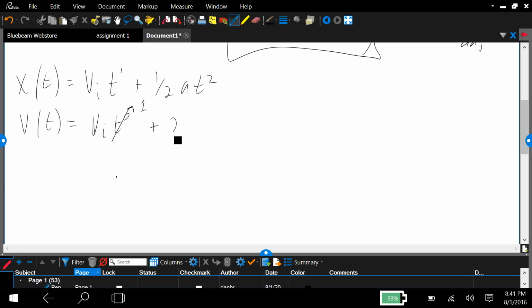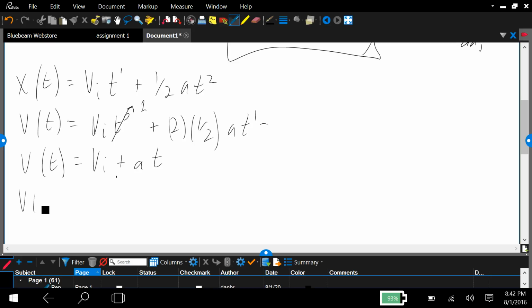Over here, we're going to bring the 2 down, and we'll put the 2 in front of the 1/2, because the 2 is our exponent on our t here. Okay, and we see the 2 and the 1/2 cancel each other out, and so we're left with, I'll rewrite down below, that the velocity as a function of time is our initial velocity plus acceleration times time. From this point here, we can figure out what acceleration is, and I'm just going to subtract the vi from both sides.